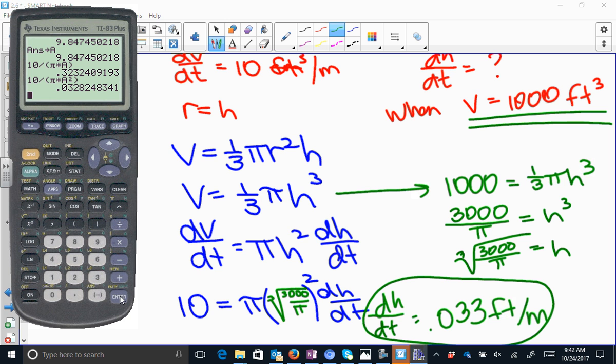Now, you don't have to use the store feature in your calculator, but you better be able to get to 0.033 without rounding errors. If you round that to 9.847, you are not going to get 0.033 in the end. I can almost guarantee it.